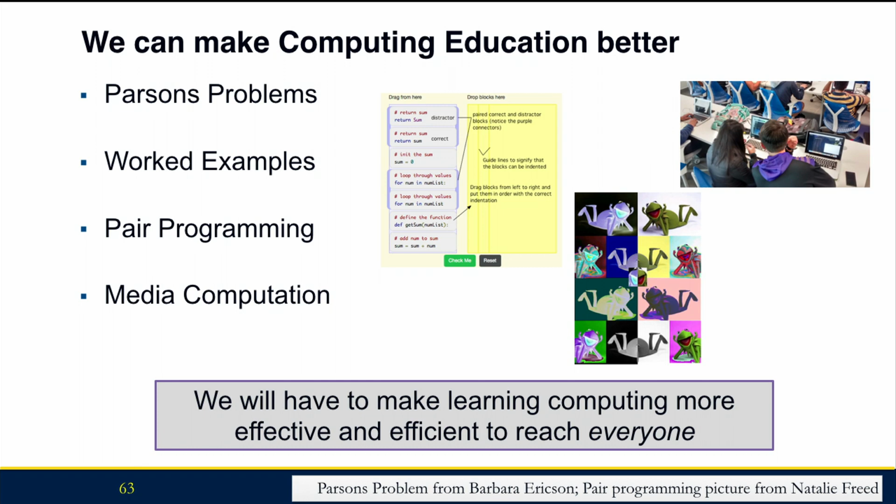And so the argument is that if we want to reach everyone, we'll have to make learning computing more effective and efficient, because we can't expect people to slave through difficult programming languages for many, many hours before they're able to do something that they find relevant and interesting. We're going to have to figure out ways of reducing cognitive load and teaching computer science in ways that can reach everybody. So let me get back to our timeline.